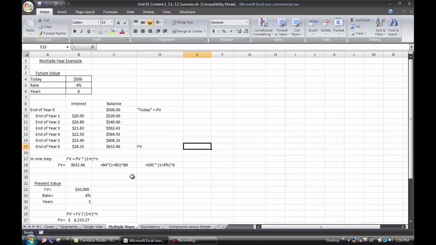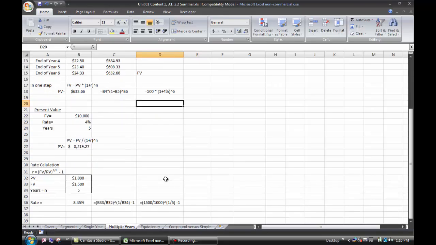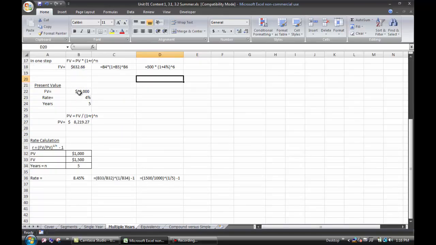That's the future value calculations. Present value, much the same. Let's move this up. Say we are going to receive $10,000 in 5 years, and the discount rate is 4%. The equation derived in the content of the book is present value equals the future value divided, in this case, here we multiplied, here we divide by 1 plus r to the nth power. And here is the equation.